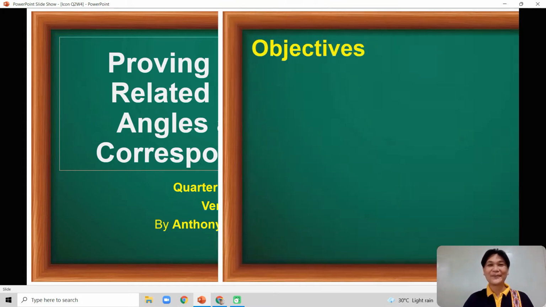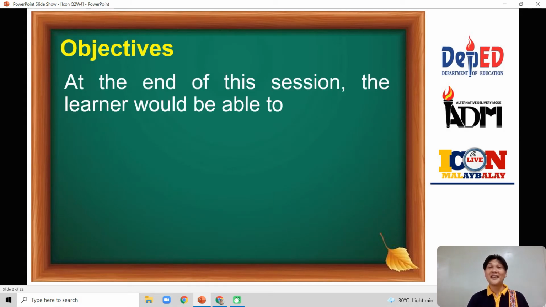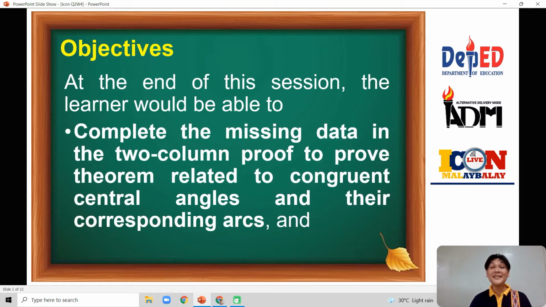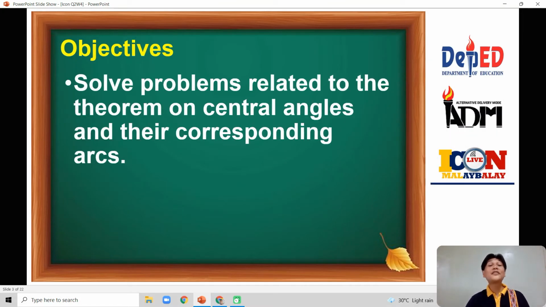Let's go! The objectives for today's lesson. At the end of this session, the learner will be able to complete the missing data in the two-column proof to prove theorems related to congruent central angles and their corresponding arcs, and solve problems related to the theorem on central angles and their corresponding arcs. Are you ready? If you are, let's go.